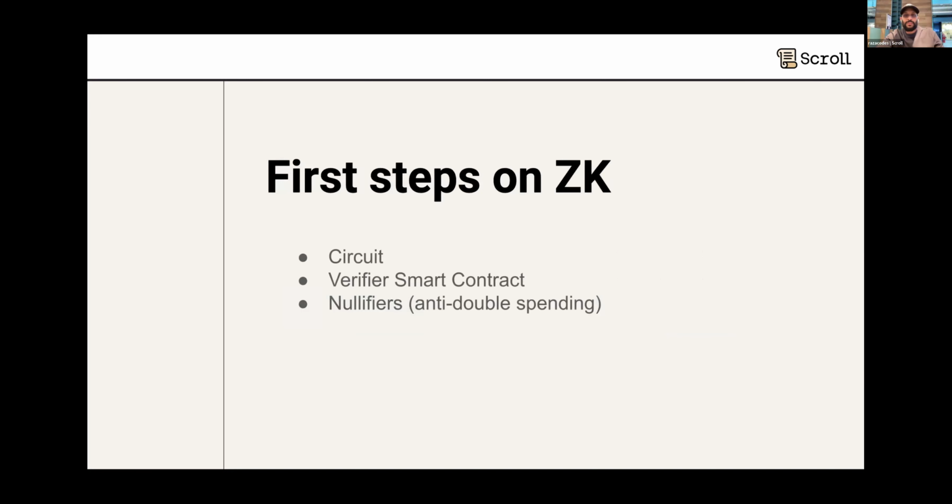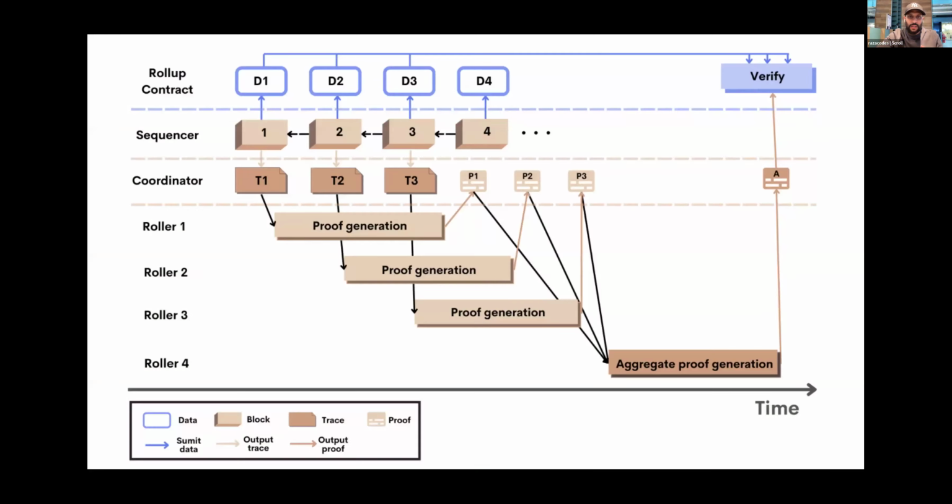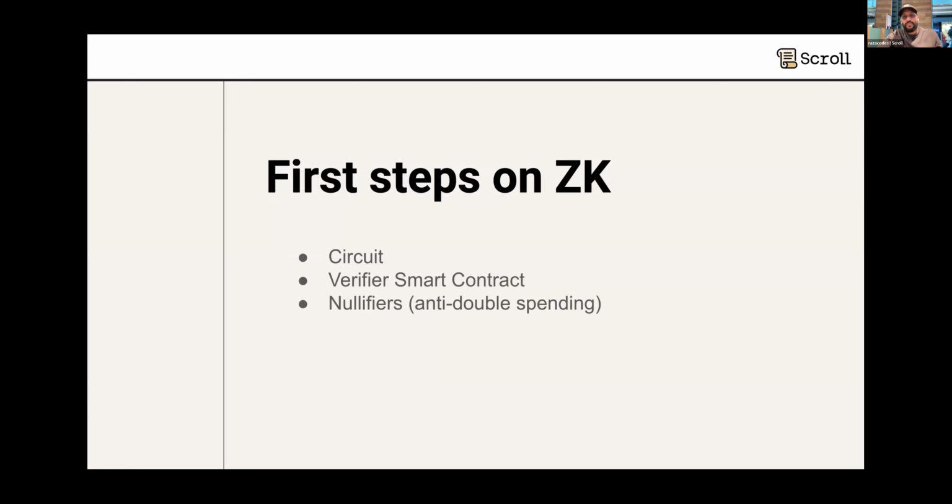So usually these are the first steps on ZK. You have the circuit, you have the verification contract, and then you have the nullifiers. I won't touch upon nullifiers right now. I think Ahmed will in a bit.